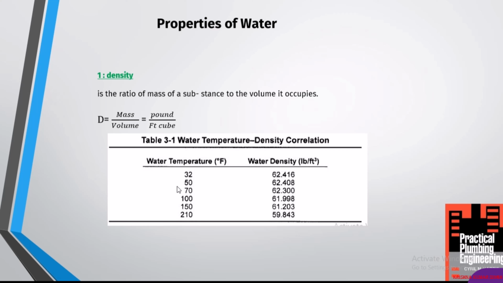But we usually take 62.3 pound per feet cube density during our calculation in plumbing, right? Plumbing calculation density 62.3. But these changes, if you increase the temperature, are very minor changes. So therefore, we only stick ourselves with 62.3 pound per feet cube density, right?